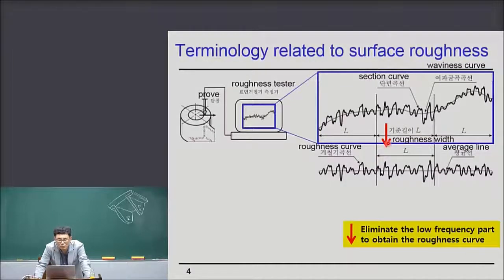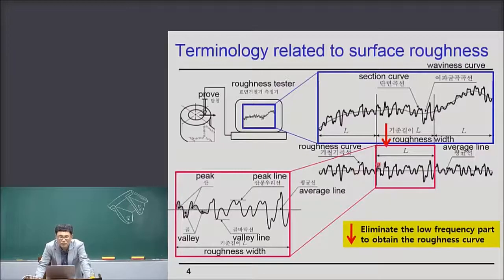The roughness width is defined as L, large L. So only in the roughness width L do you measure the surface roughness. If you zoom in on the curve within the length of L, then you can find a curve like this, and there is an average line. The average line is the line which makes the upper part and under part equal, right?